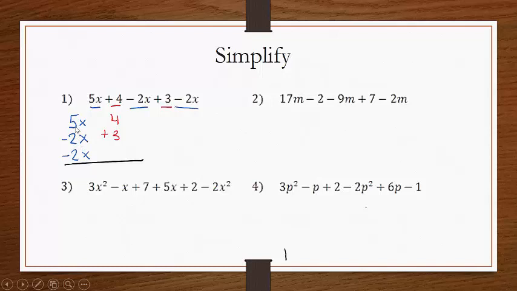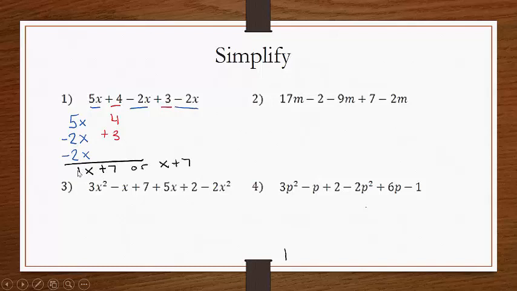And then what we're going to do is add these straight down. So we're going to do 5 minus 2, which is 3, minus 2, which is 1. So 1x. 4 plus 3 is positive 7. So you have to write plus for positive. So my answer is 1x plus 7.